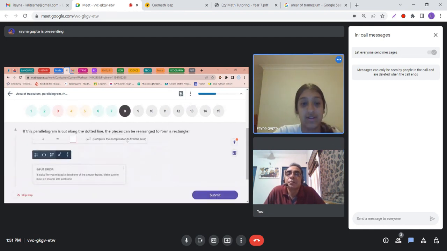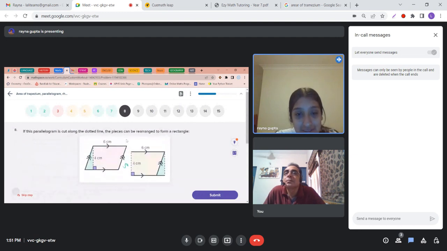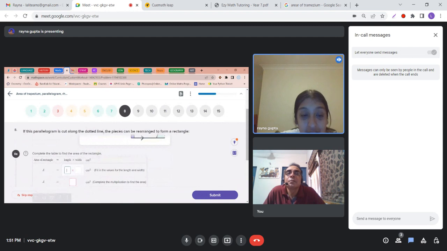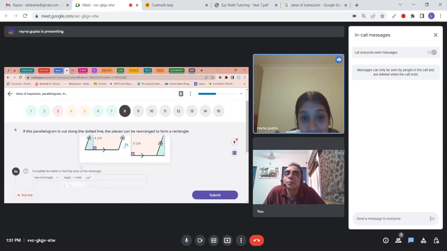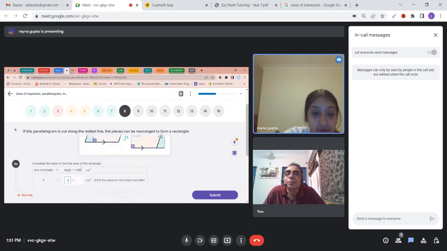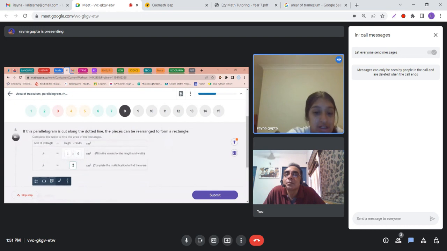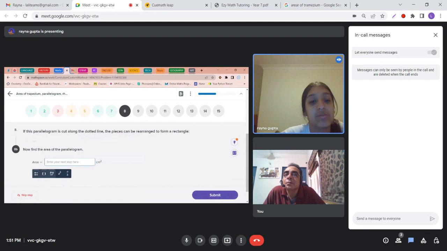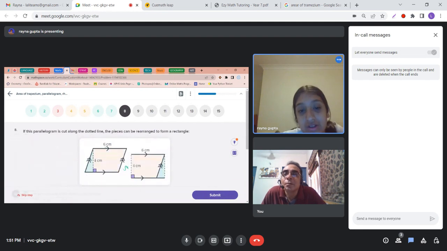Correct. This is the next question. So the area of the triangle, that is length times width. So this one will be 4 times 6, and that will be 24. Now find the area of the parallelogram. So then this will be 4 times 6.